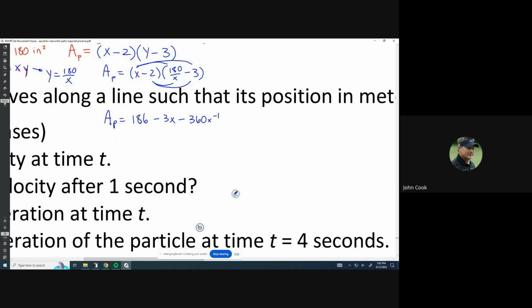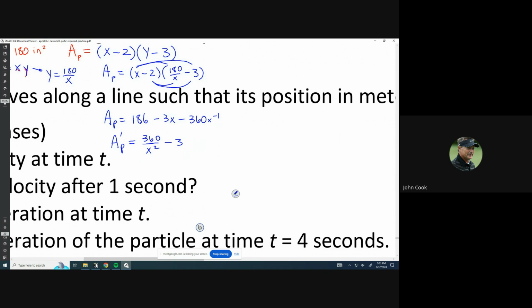So I get the derivative. A prime is going to be equal to the derivative of a constant, which is just 0. And then negative 3x, its derivative is just negative 3. The derivative of negative 360 x to the negative first is going to be a positive 360 x to the negative second. And I'll probably rewrite this a little bit. I'll put the x squared in the denominator, and maybe I'd even move that negative over to the other side. So 360 over x squared and then minus 3. There we go. That's a little bit better.